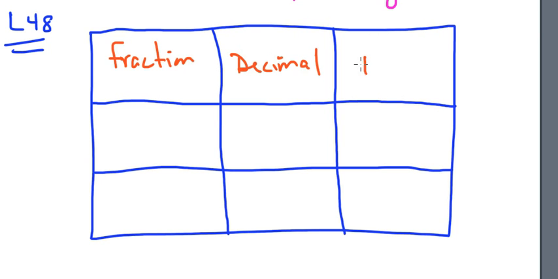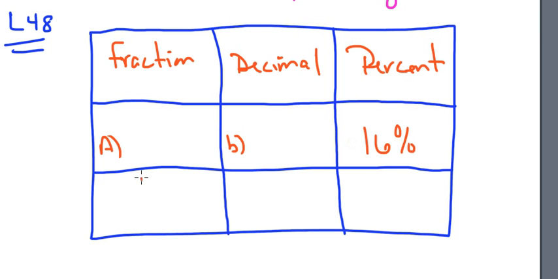Fraction, decimal, percent. This should not be new to you. Okay? This is A. This is B. This is C. Oh, no, this is not C. My bad. Hold on. AB. This is going to be 16%. This is going to be 1 over 20. This is going to be C, and this is going to be D. Please find for me the correct numbers that go in to finish that block.